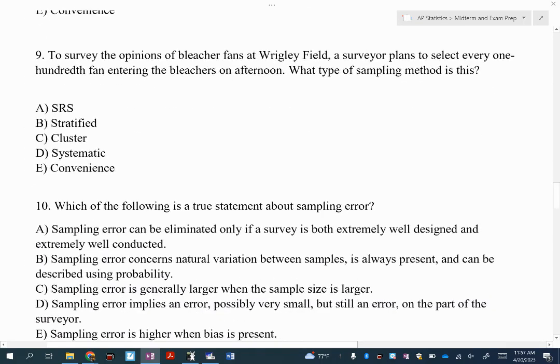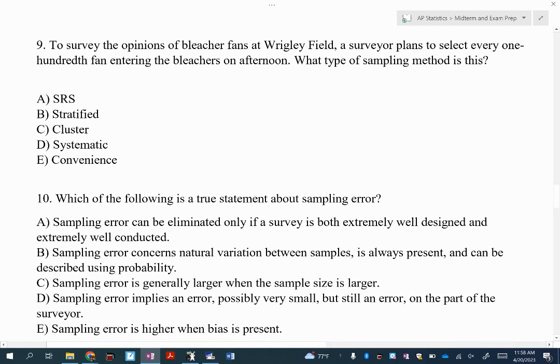Okay, number 9. To survey the opinions of Bleacher fans at Wrigley Field, a surveyor plans to select every 100th fan that enters the bleachers on one of the game days. What type of sampling is this? Every 100th person. Systematic. It is systematic. Very good.